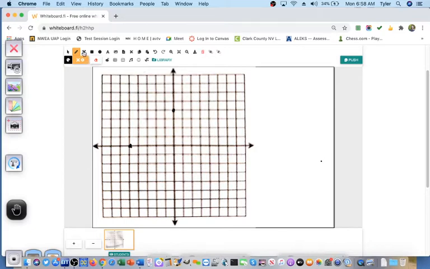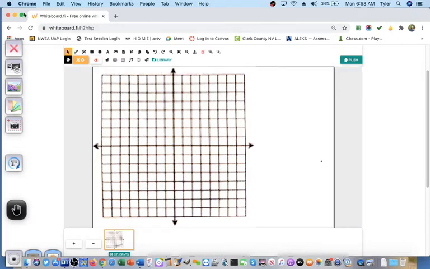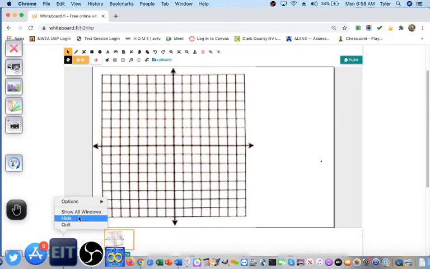I could use those 2 points to count the slope off the graph if I wanted to. And since I have my y-intercept, if I counted my slope, I could put this in slope-intercept form from the graph pretty quick as well. I think I'm going to do just another one with you guys. Let's see how this works out.